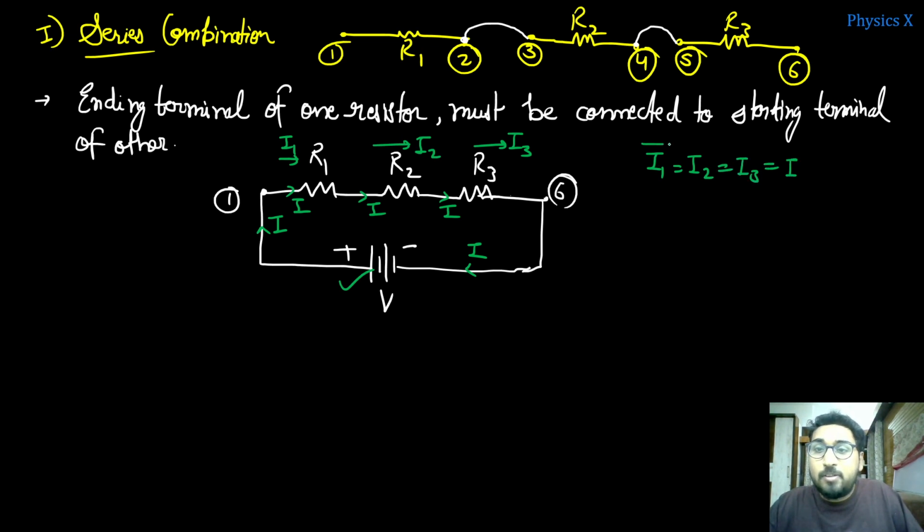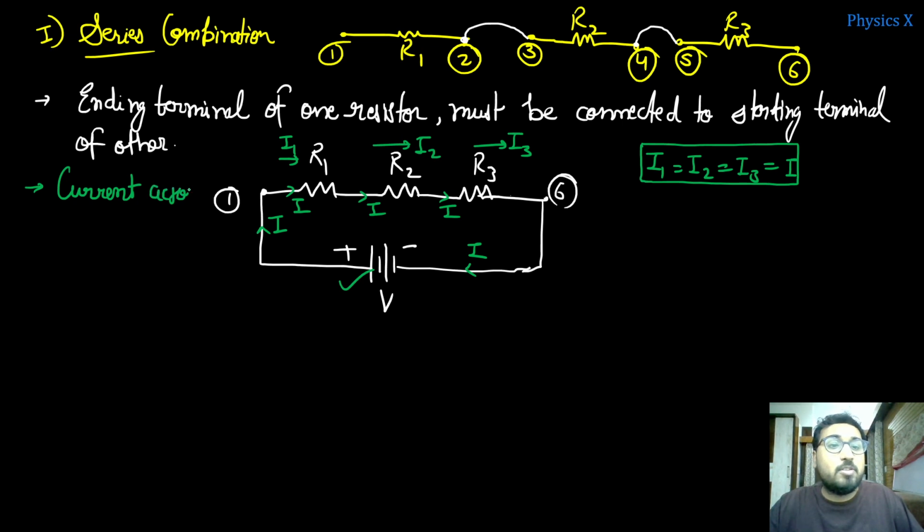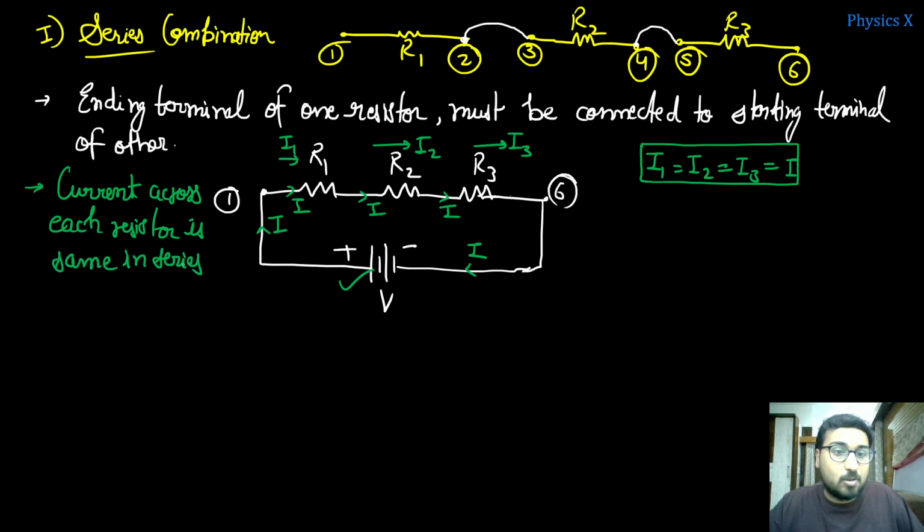Now you can see that this is an important feature of this series combination: the current across each resistor is the same. This is a strong distinguishing feature when you are trying to identify which combination it is, because there will be numericals where you need to check the current. You will see that the current across each resistor is the same in a series combination. You will check and find that.